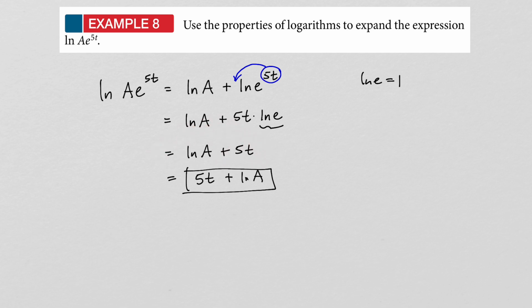So if we move the 5t to the front, we know for sure that it's 5t, and then we're only taking the natural log of a, right, and adding those two things together. And this is as far as we can take it in this particular problem.